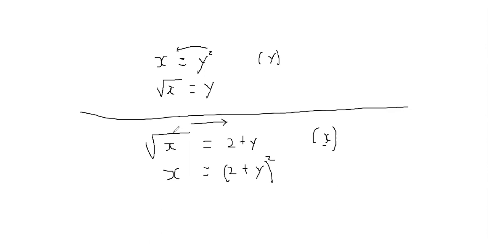Whenever we take over a square root, it becomes a square. So what we need to do is square everything on the other side. We put brackets and square, and not like this. This will be incorrect. It's just the basic rules I'm trying to run through.